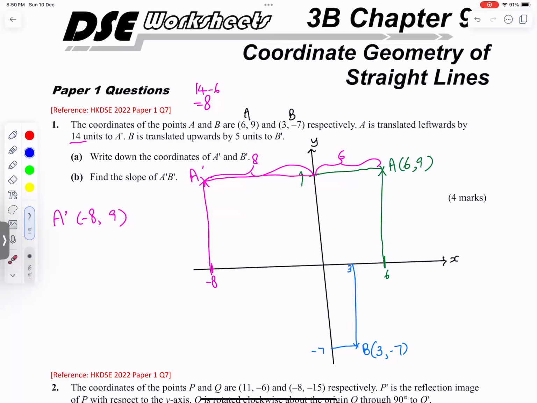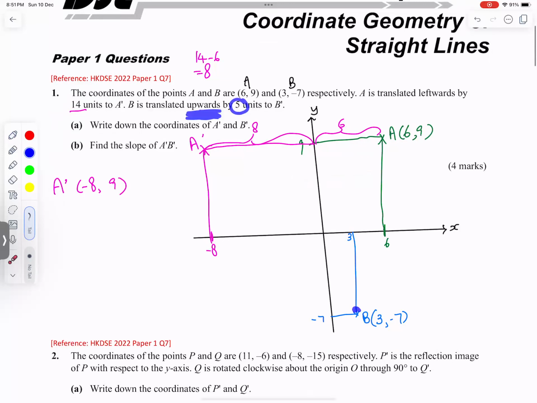What is happening? This B, original B, is translated. So translated means moving. Where does it move? It is moving upwards this time. So the height is changing. It's moving upwards by how many steps? 5 units. So it's originally here. It will go up now. How many steps are we going? We are going 5 steps. So will our X change? No, because you're just here, you're just going up. You're just going how many steps up? 5 steps.